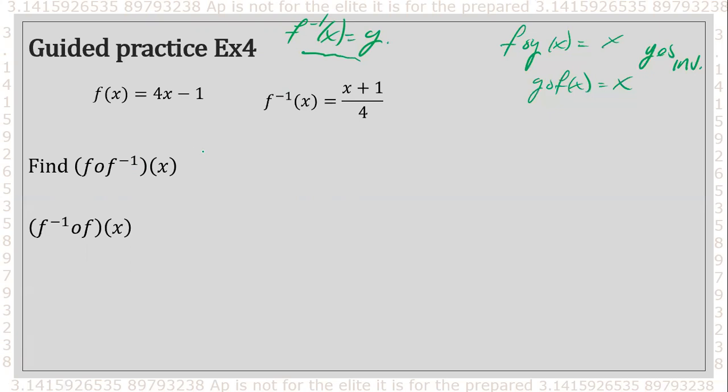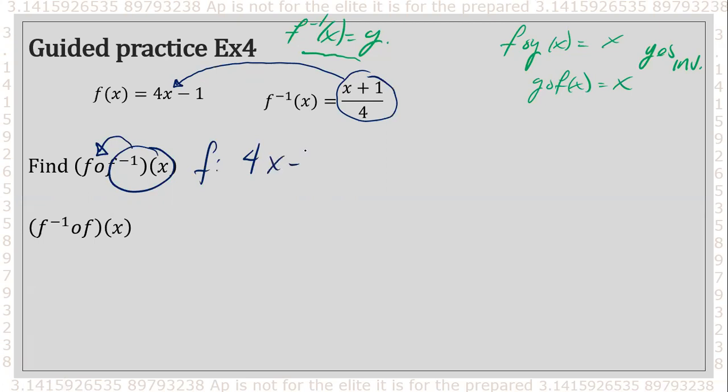Alrighty, so let's go ahead and see if they are inverses or not. I'm going to put f inverse into my f. So I'm going to take all of this and substitute it, replacing the x with all of this function. So I'm going to write the f, which is 4x minus 1, and instead of writing x, I'm going to write a big parentheses because it can fit this entire fraction, x plus 1 over 4.